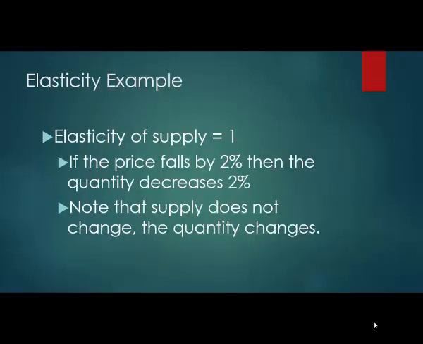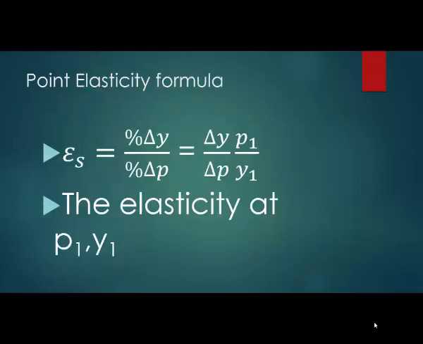With a good example, let's imagine that this number, the elasticity, is equal to 1. If the elasticity is equal to 1, then that's going to tell us that if the price falls by 2%, the quantity that the firms are going to produce is going to drop by 2%. Note again that this is not a change in supply. When the price changes, the quantity is going to change. The supply does not change.